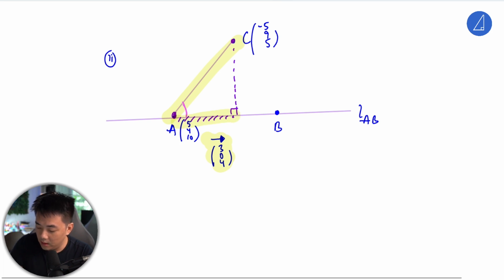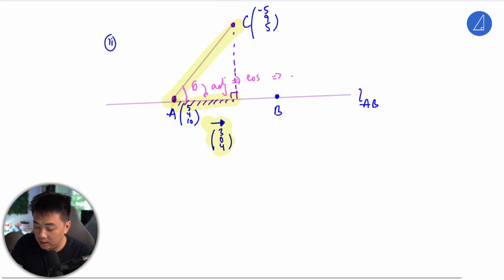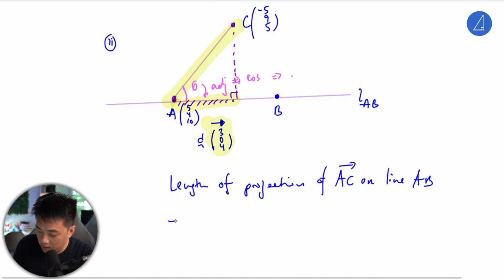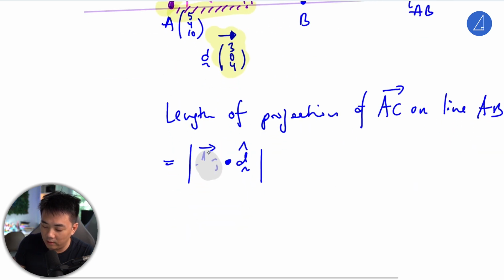The length of projection will be the dot product, because this is cosine, and this is the adjacent side. If this is the adjacent side, it relates to the cosine trigonometric ratio, and cosine relates to the dot product. So usually I say you just take AC dot with the direction vector. Let's say this is D. The length of projection will be the dot product of AC with the unit vector of the direction vector D. Do not take the unit vector of the hypotenuse.